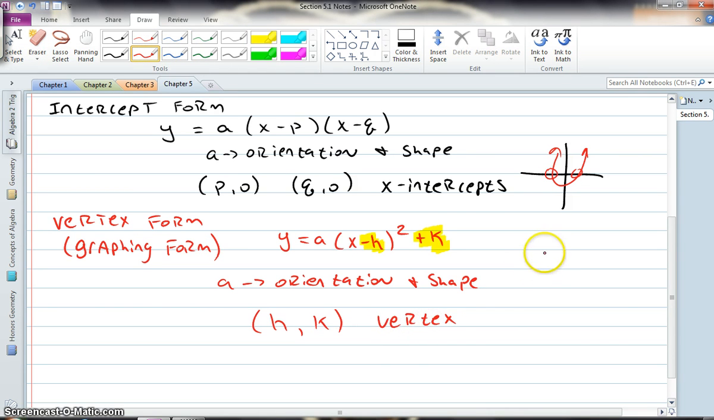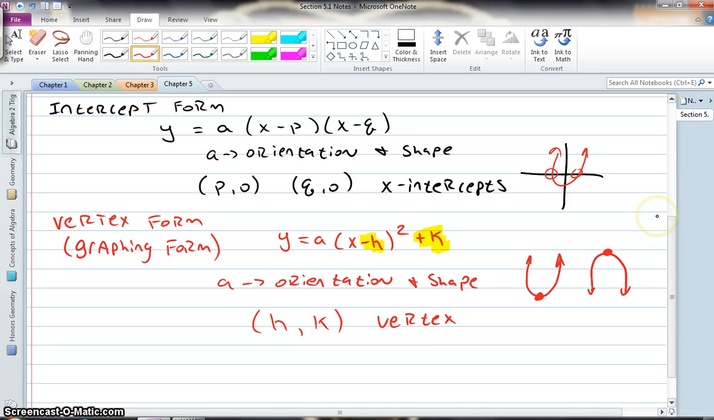Now, the vertex refers to the tip of our graph. So in this case, it's the lowest point, our minimum value on that shape. In the event our graph opened down, it would be the tip there. That would be our maximum value because that's the highest point. Think of it on your roller coaster. You've reached the highest point before you drop.